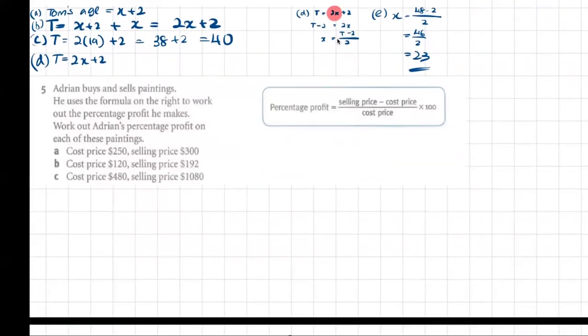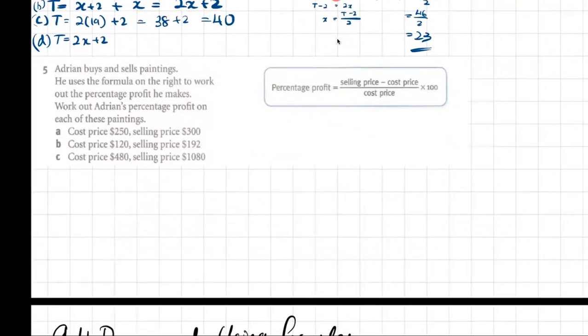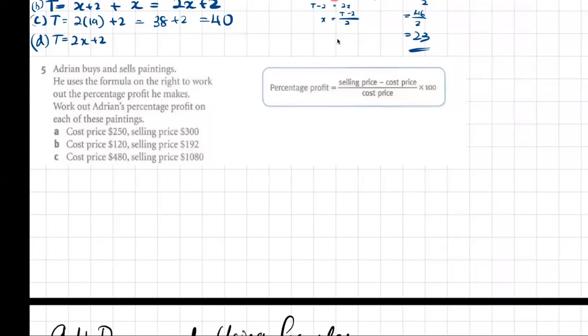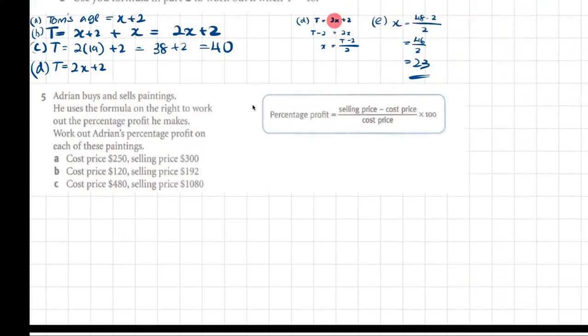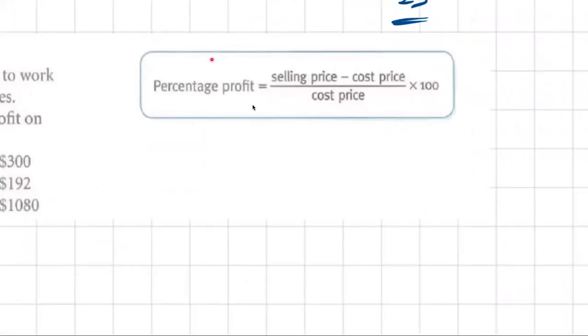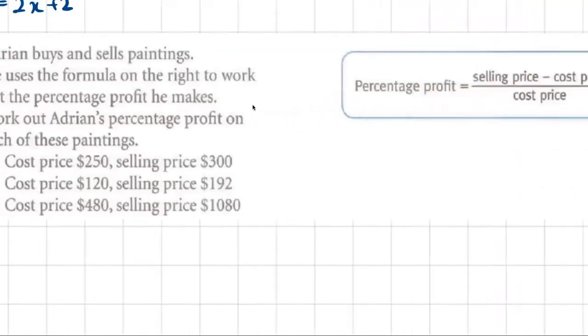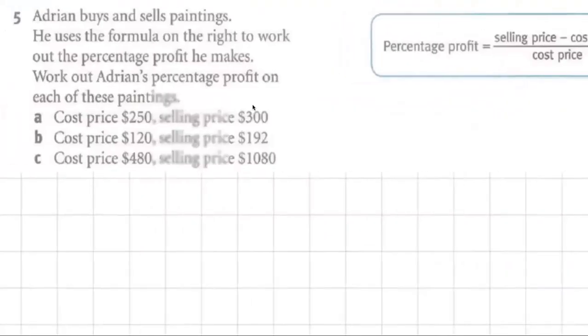Adrian buys and sells clothing and uses the formula on the right to work out the percentage profit he makes. Work out Adrian's percentage profit on each of these clothing. Now we need to use the formula here to find out what the percentage of profit is. It's given to us here. To find percentage of profit, we need to use selling price minus cost price over cost price multiplied by 100. So that's how we get our percentage of profit.